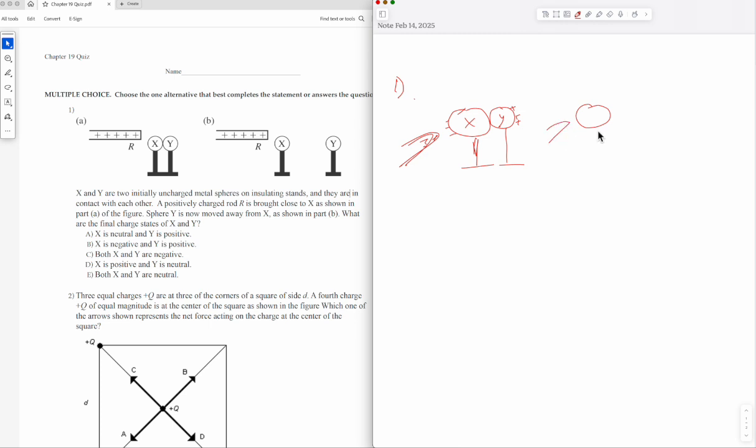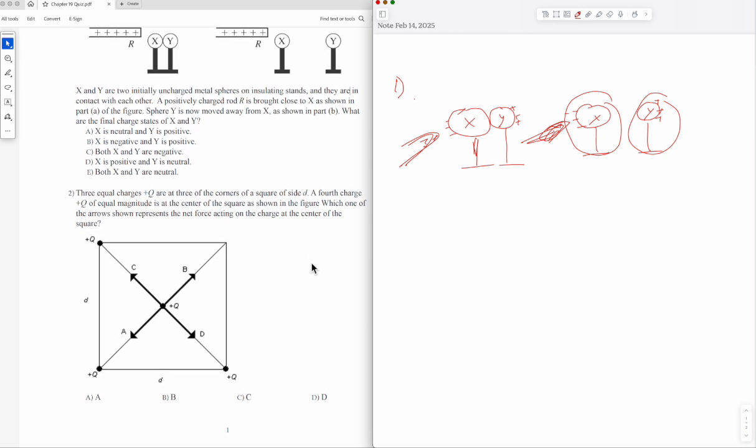So this charged object is still there. This is X, this is Y, and you separate them. Here you still have negative charge on this one and positive charge on that one. And then the next step, you remove the charged object away. So you have negative charge left on this one, positive charge left on this one. All right, so that's the first question.